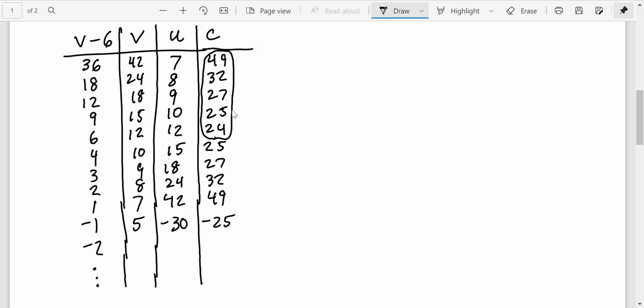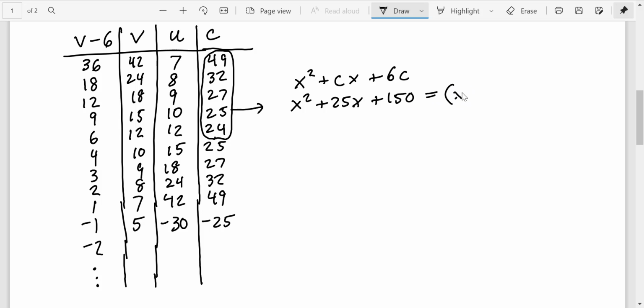Just to take one as an example, if c is 25 and we take a look at the given polynomial, then it would be x squared plus 25x plus 150, and that's supposed to be factorable over the integers, and it is. It's x plus 15 times x plus 10. And you can similarly check the other values of c. So hopefully you found all 5 of those.